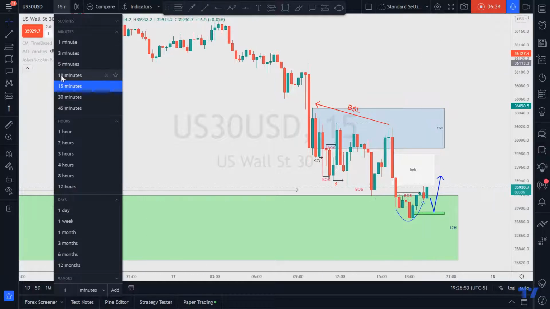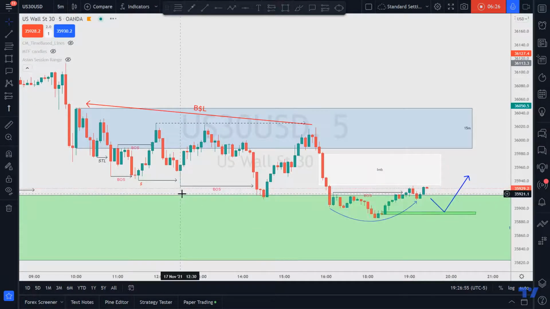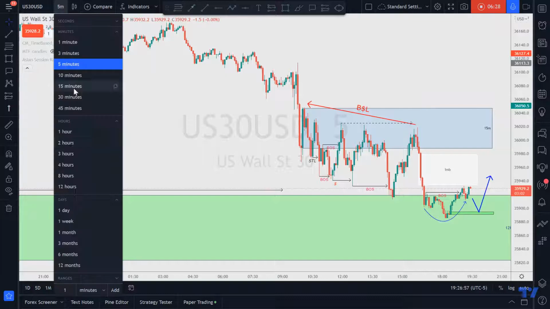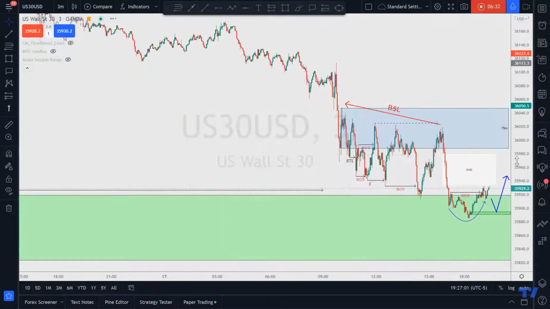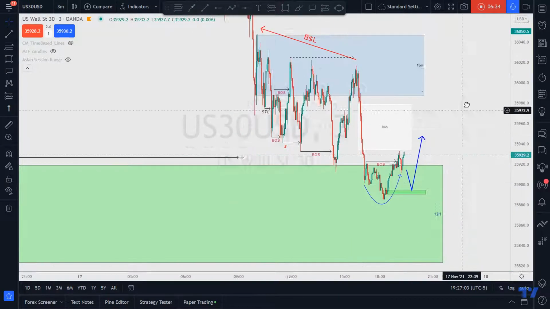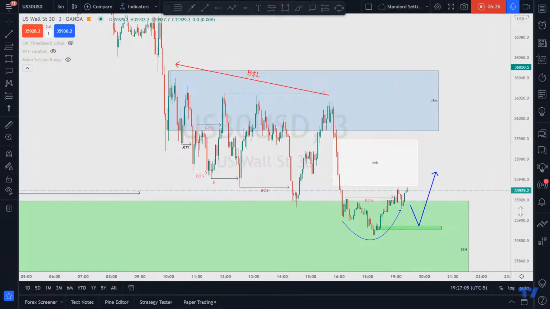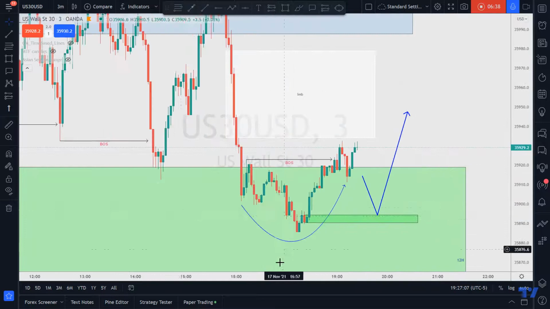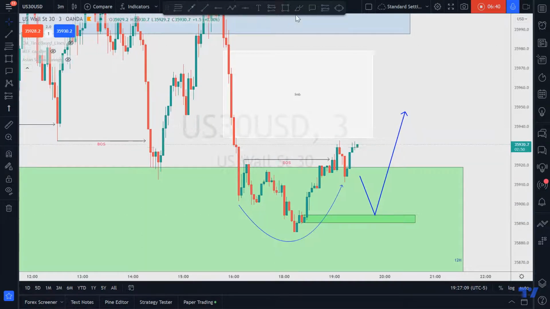Okay, and what pattern shows the transition? What pattern is my bread and butter? It is the inverted head and shoulders, or the inverted Quasimodo. All right. I'm looking for a left shoulder.